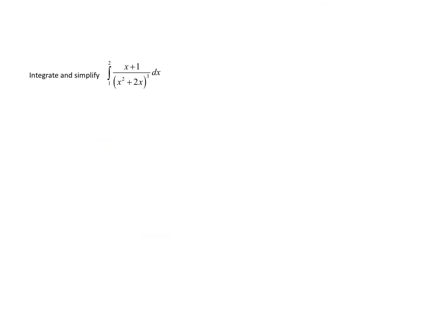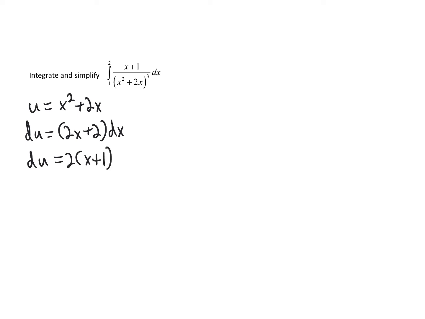This last example is a little more complicated. It's a definite integral and we have substitution. Okay, we're going to start by letting u equal x squared plus 2x. We can take the derivative, which is just 2x plus 2. I'm going to factor out a 2 just so it's easier to see that this is a multiple of the x plus 1 that's already in there, so that'll make our substitution easier.